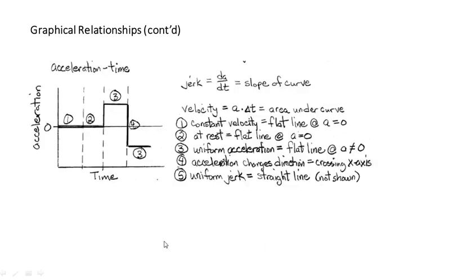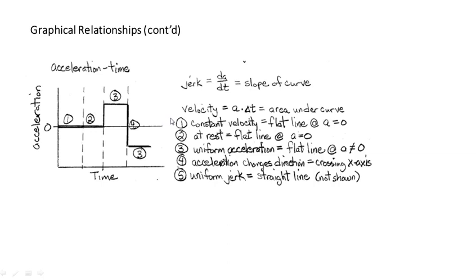Moving on, let's look at the acceleration time graph. Acceleration is plotted on the y-axis, and we need to remember that jerk is the rate at which acceleration changes with respect to time. So the slope of the curve on the acceleration time graph will give you jerk. And then we also have to recognize that velocity is acceleration times time, so it'll be equal to the area under the curve in this graph.